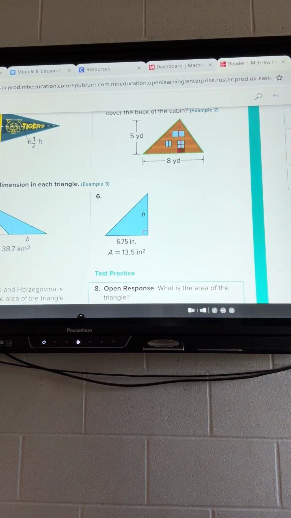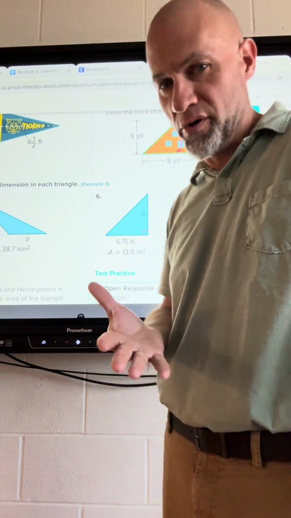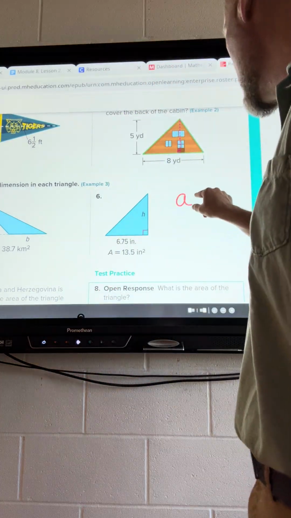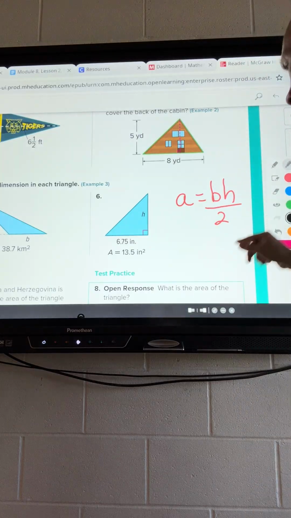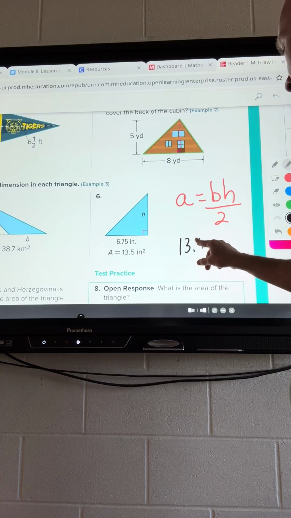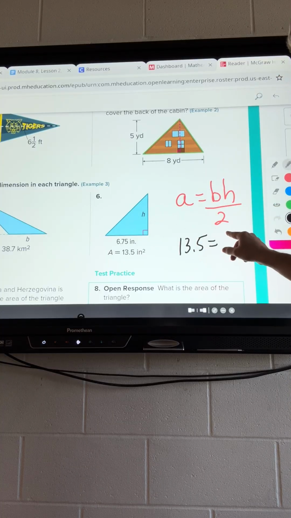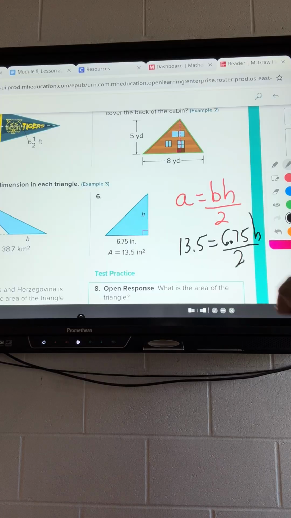All right, number 6, this is the missing height. So I promised you a shortcut, so I'm going to share the shortcut with you. It's more of a shortcut when you have whole numbers than when you have decimals, but we'll try it anyway. So we talked about area equals base times height divided by 2, and I said to plug in the values that you already know. So you know the area is 13.5, and you know that the base is 6.75, and you don't know the height. So we talked about in class, we'd have to get the variable by itself. You would have to multiply both sides by 2 and then divide by the given base.